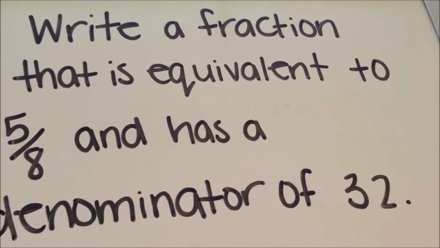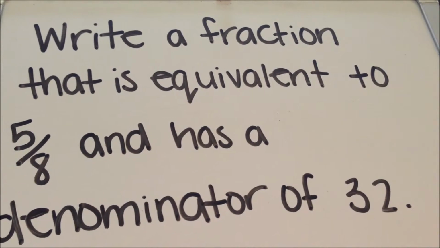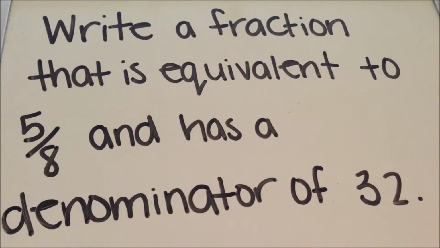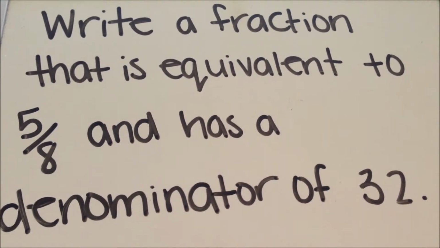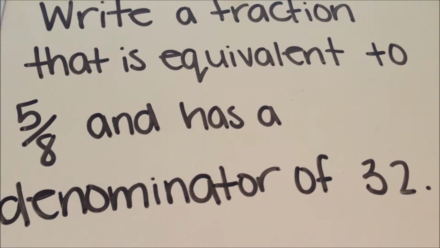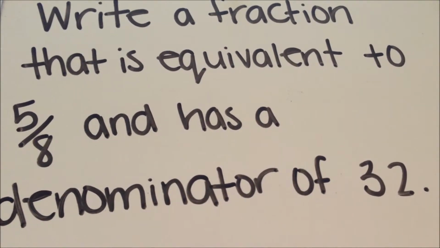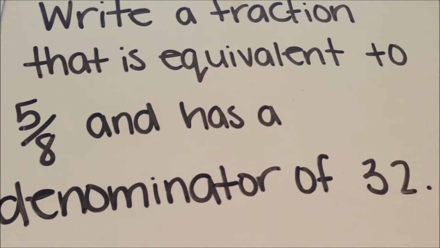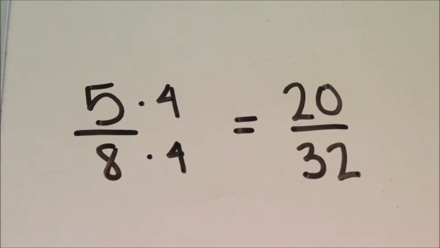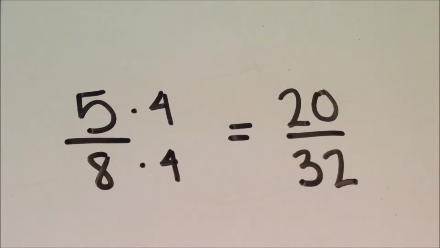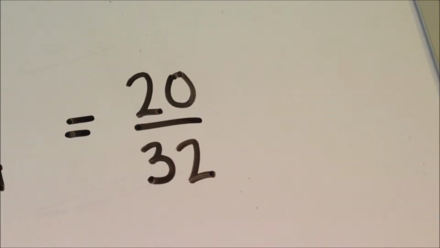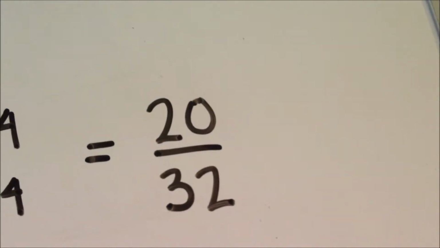Let's try a problem. Write a fraction that is equivalent to 5/8 and has a denominator of 32. Well, you'd have to decide what times 8 will equal 32. The number is 4. Whatever you do to one side of the fraction, you must do the same exact thing to the other side of the fraction. So, if we take a look at the 5/8, multiply both the numerator and the denominator by 4, we end up with our equivalent fraction 20/32.